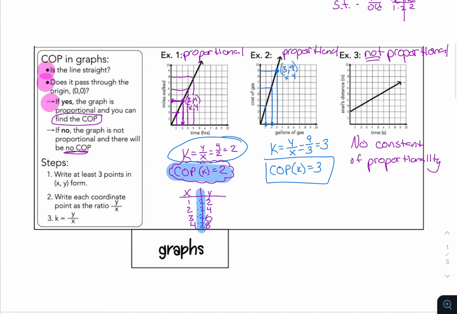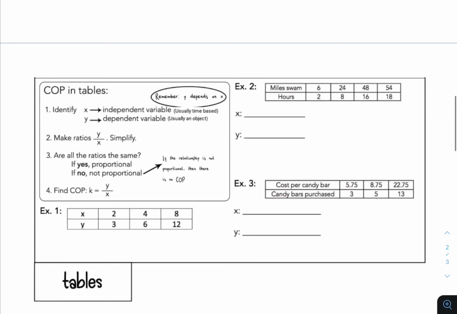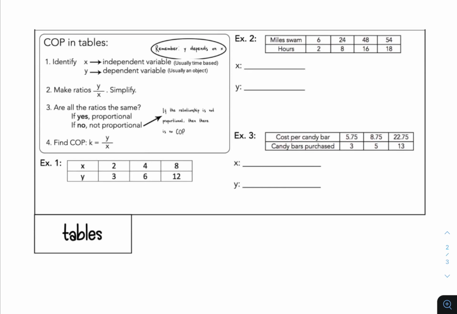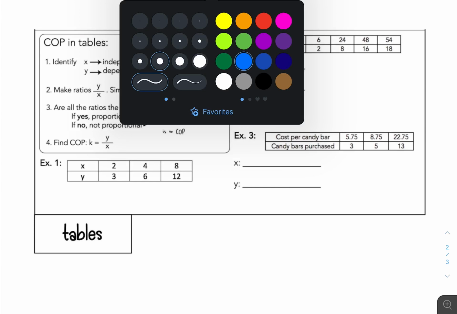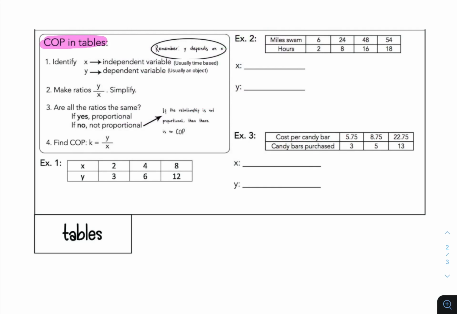So that's the constant of proportionality in graphs, which is also known as the unit rate, and is found in a very similar way to how we found the scale factor. Let's come on down to tables now. Finding the constant of proportionality in tables, there's a good set of steps to identify. The steps are right here, and I will highlight them in hot pink. Right here, we have step 1, 2, 3, and 4. Step 1 talks about identifying the x and the y as the independent and dependent variable.